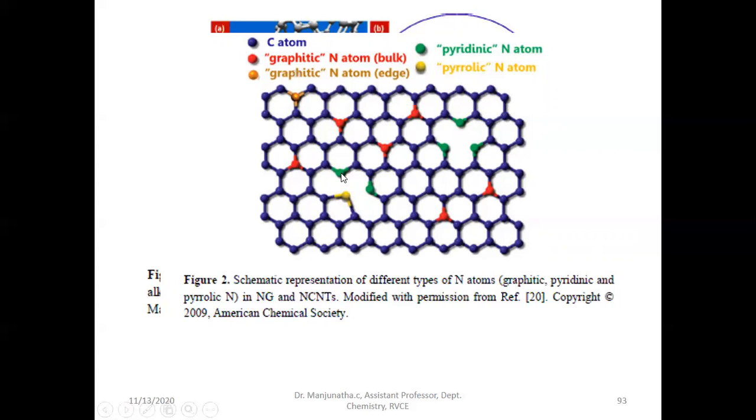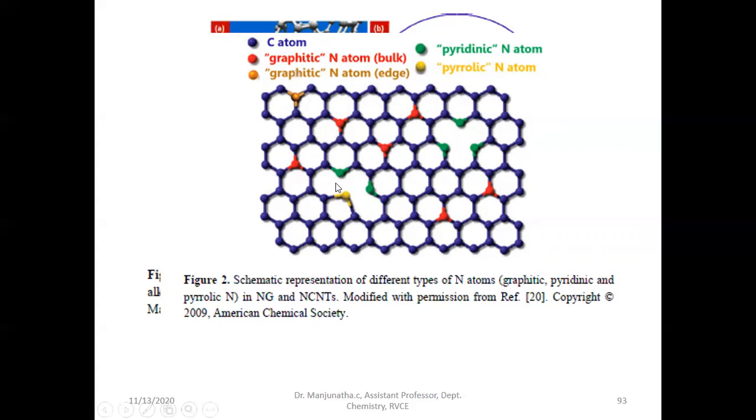The green one represents the nitrogen atom substituted in place of one of the carbon atoms. Therefore this ring is actually made up of 5 carbon atoms and 1 nitrogen, so it acts as a pyridine, meaning a benzene ring is replaced by a pyridine ring.